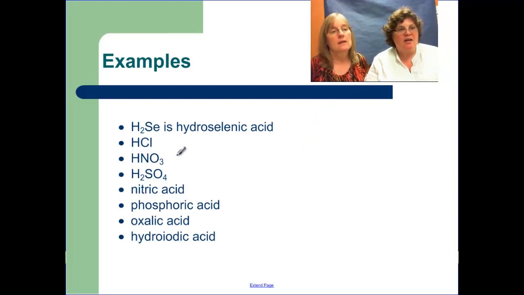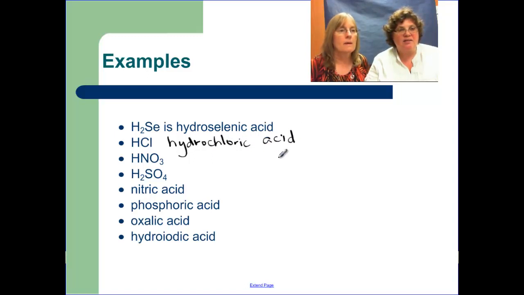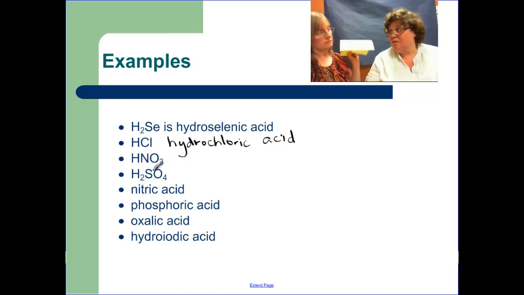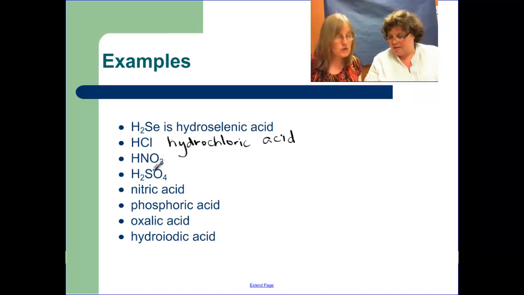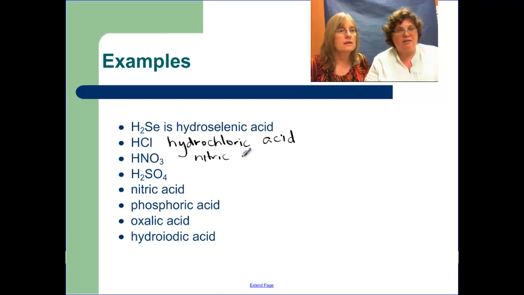Excellent. Okay. We already know the first one. Second one, I count 2 elements, so you are naming it with hydro. We're going to take chlorine and change the ending to ic, and so hydrochloric acid. Now the next one, let's count elements: 1, 2, 3. So no hydro. Look at our sheet. NO3 is nitrate, so it's turning to an ic. Nitric acid. Excellent. This isn't so bad.